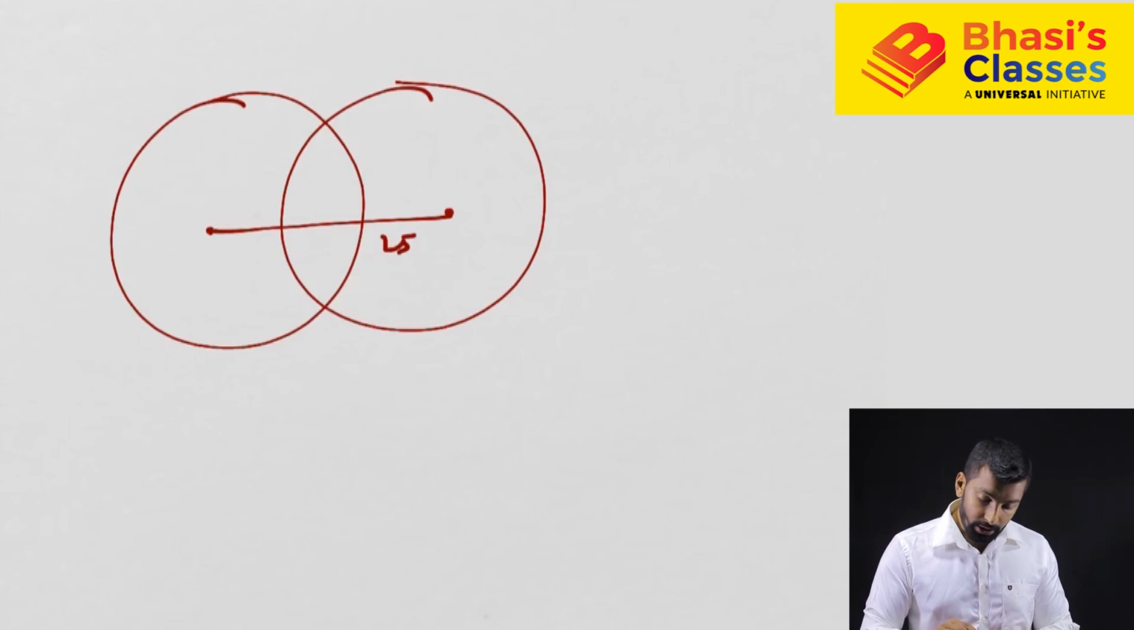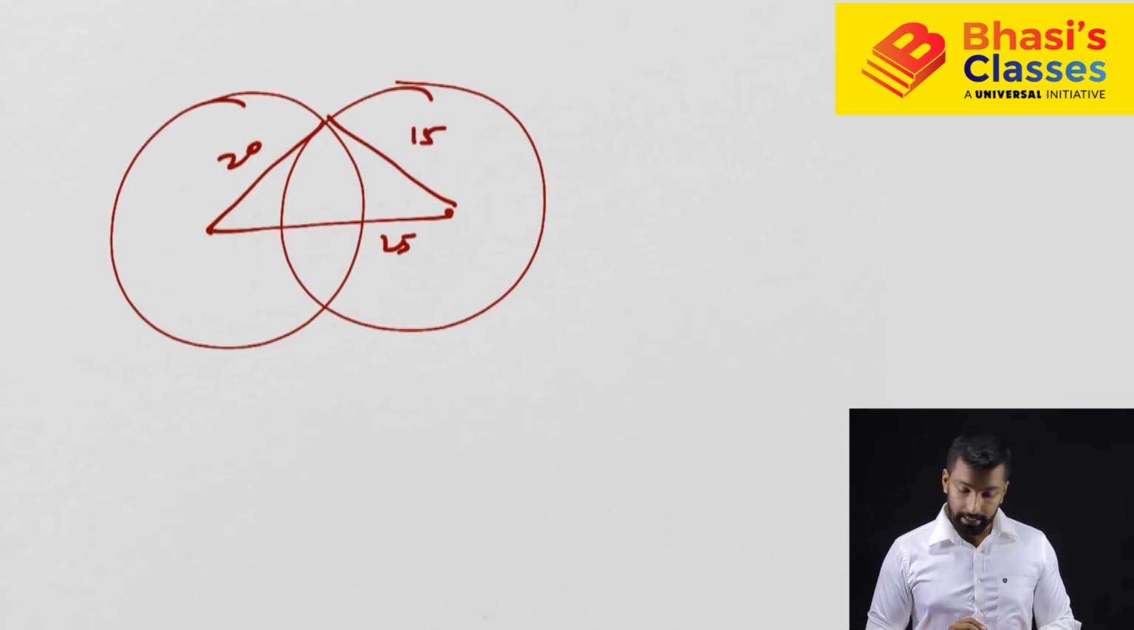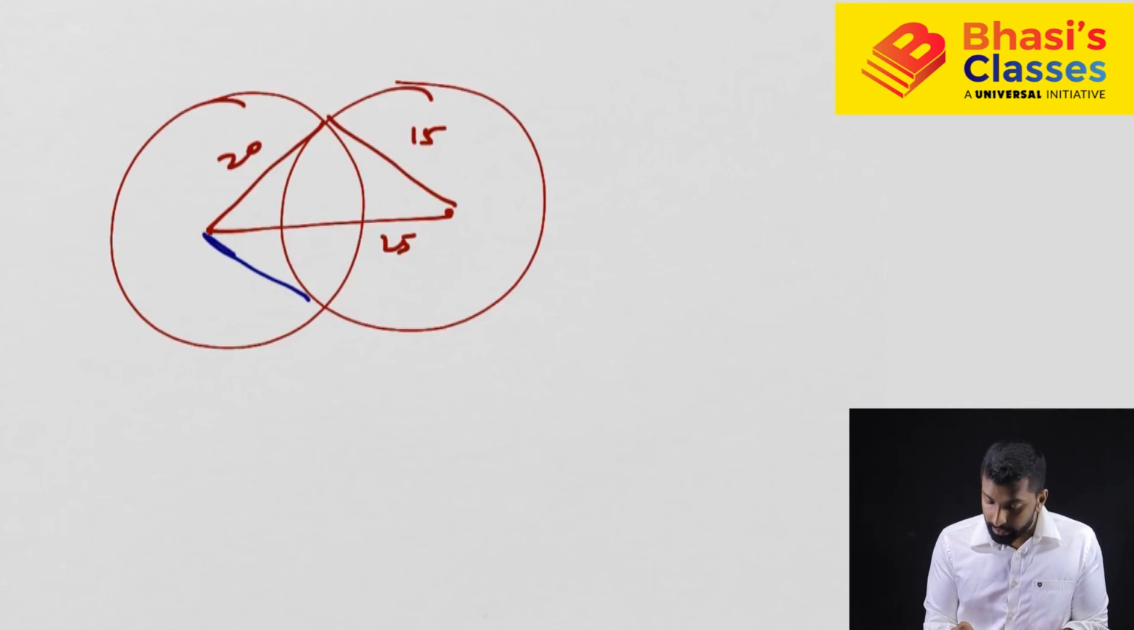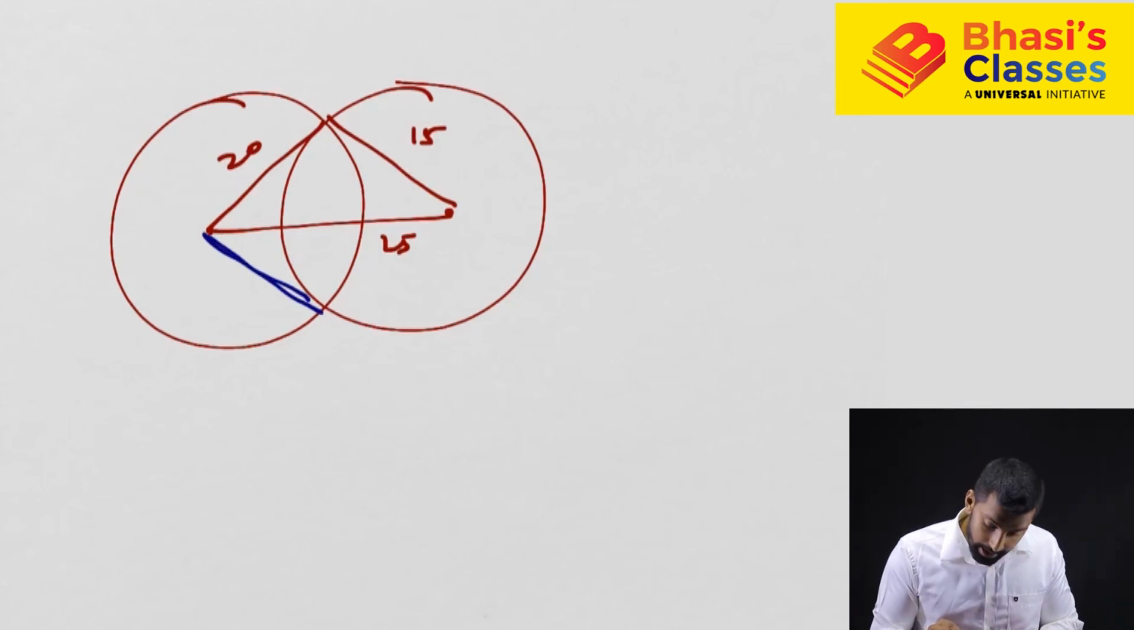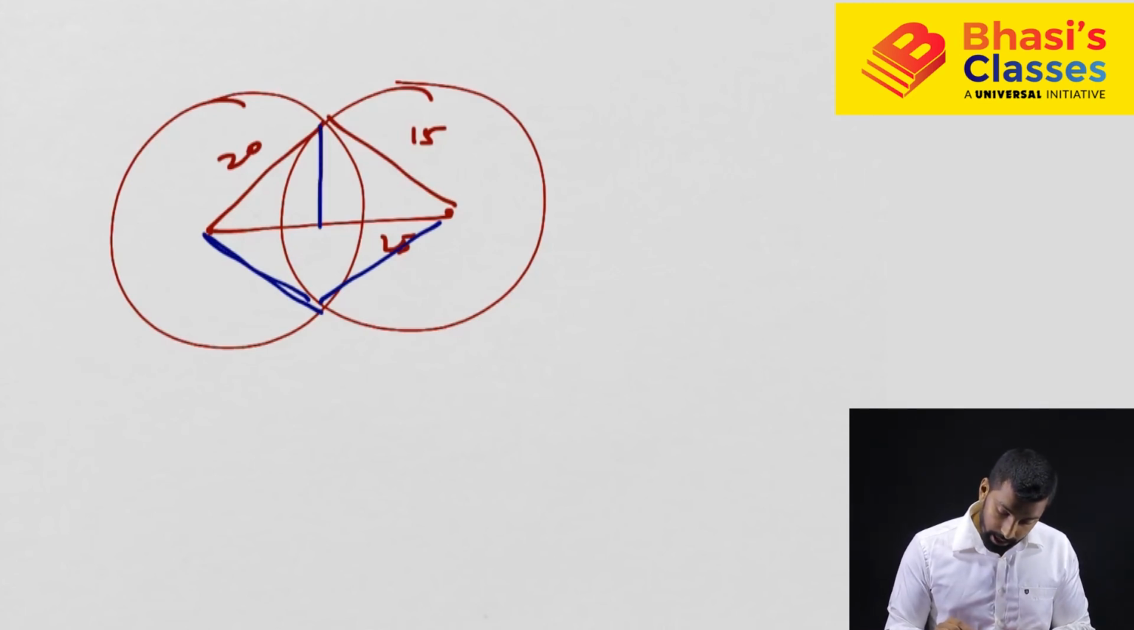So I give you the radius of this circle as 20, and this circle radius is 15. So if you extend this, this is nothing but the radius itself, and this is nothing but the radius itself. So this is 15 and this is 20, right? And what I can ask you is this common chord, this total length.